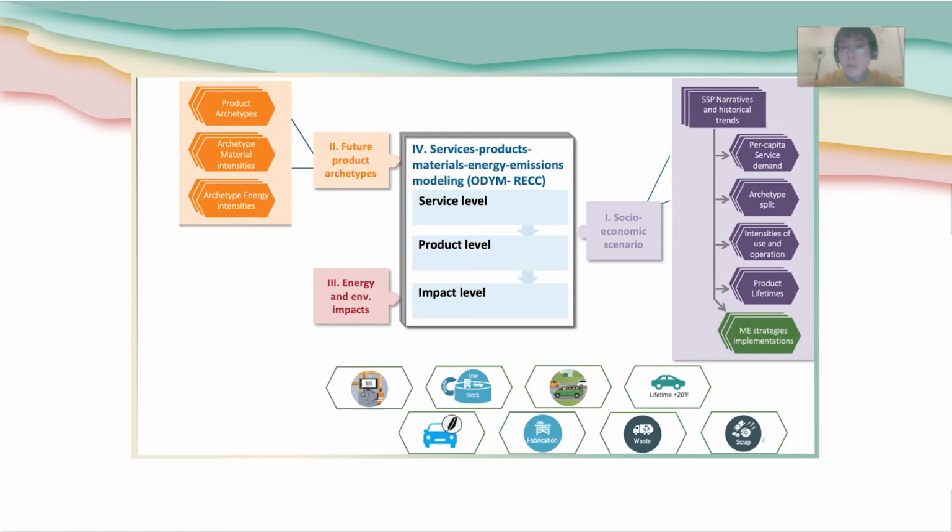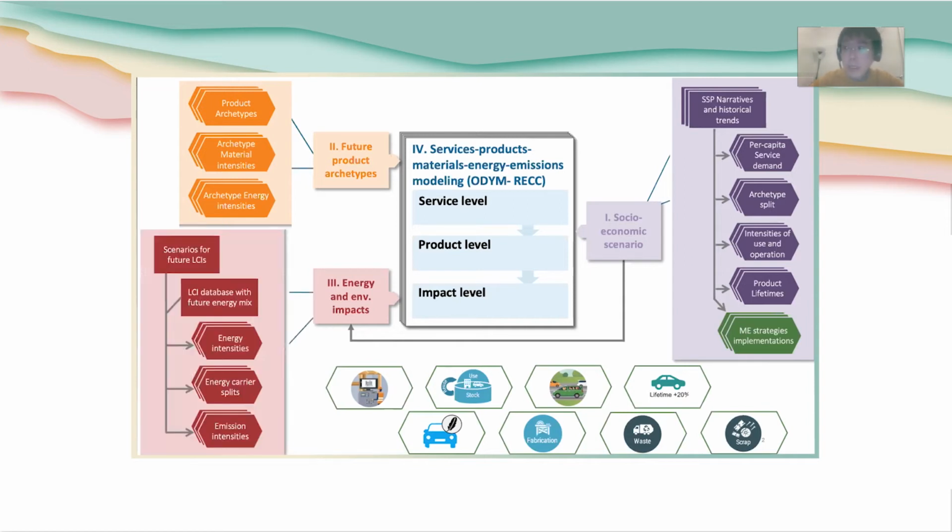So module one and module two provide information to our Odin rack module, which is the one in essential. That's our core module where we calculate, for example, the stock and the flow of different materials. And then also, we have the third module where we have the impact and assessment factors, which is linked to the scenario module as well, because we estimate the future grid, for example, the carbon intensity of electricity in the future, which actually is directly related to the embodied carbon of the vehicle production, use, and also end of life.